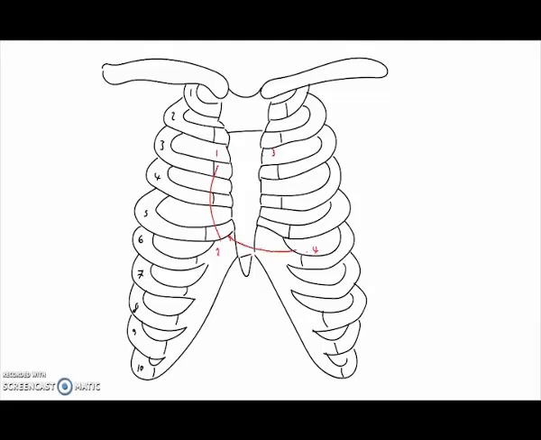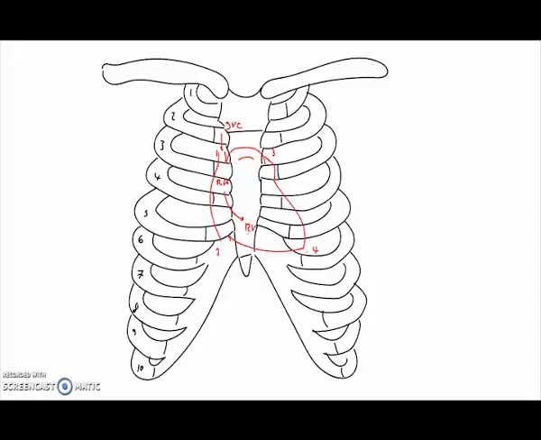The 3rd corner of the heart is located at the 2nd intercostal space at the superior border of the left atrium. The 4th corner of the heart is located at the 5th intercostal space at the inferior border of the left ventricle. There are 4 great vessels from the heart that include the superior and inferior vena cava, the pulmonary trunk, the pulmonary vein and the aorta.